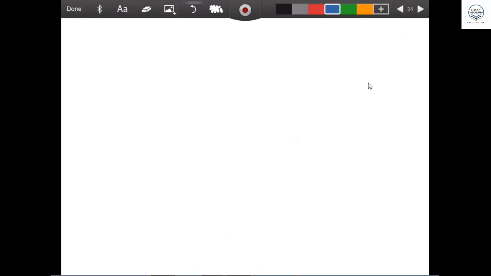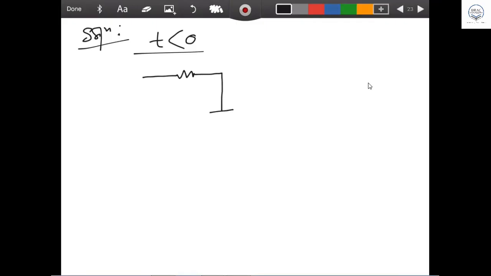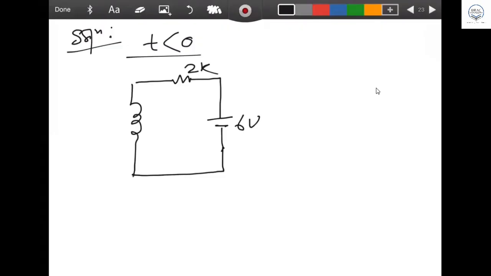Okay, now let us go for t is less than 0. We can draw now like that. On the right hand side, only the battery, 6 volt battery, the 2K resistor and the inductor, which is 500 millihenry. That's it. So the current IL will be here and VL will be plus minus VL.